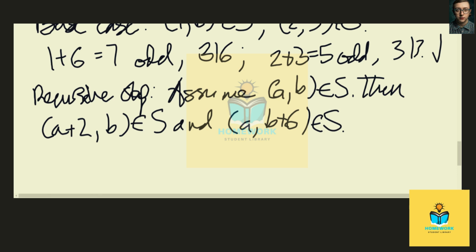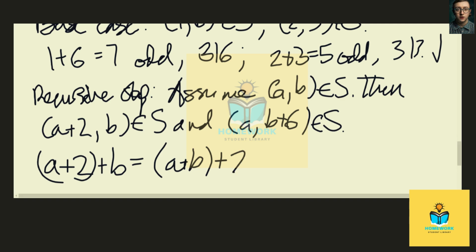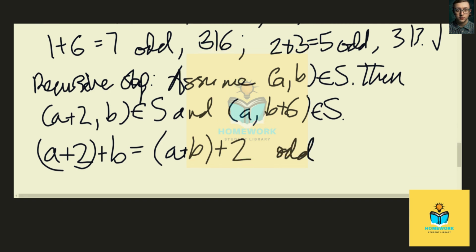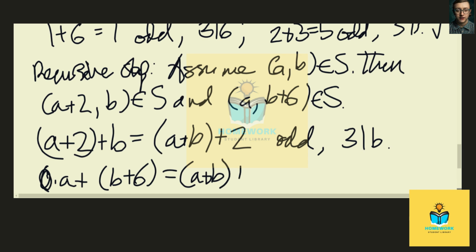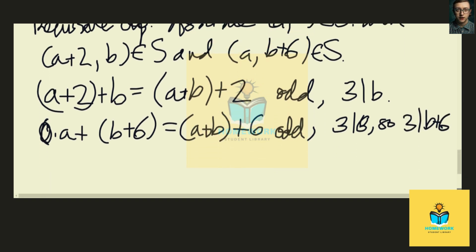So we have that again, A plus 2 plus B is equal to A plus B plus 2, which is odd. And we also have that 3 divides B, since that's what we were given. We have that A plus B plus 6 is also odd. And we have that 3 divides 6, so 3 divides B plus 6, since it divides B also. And this is all because A plus B is odd. And of course, if you add an even number to an odd number, you still get an odd number.